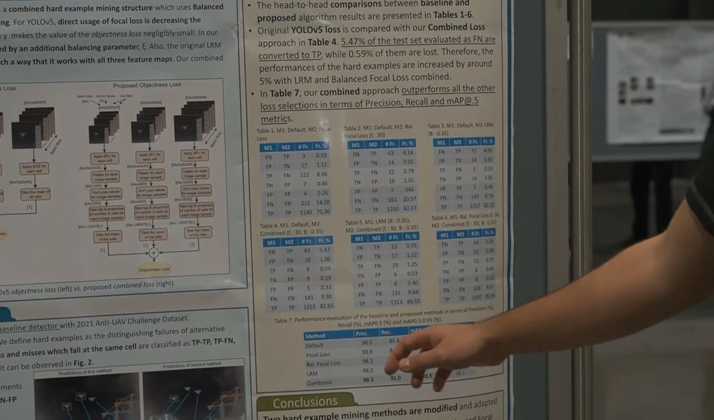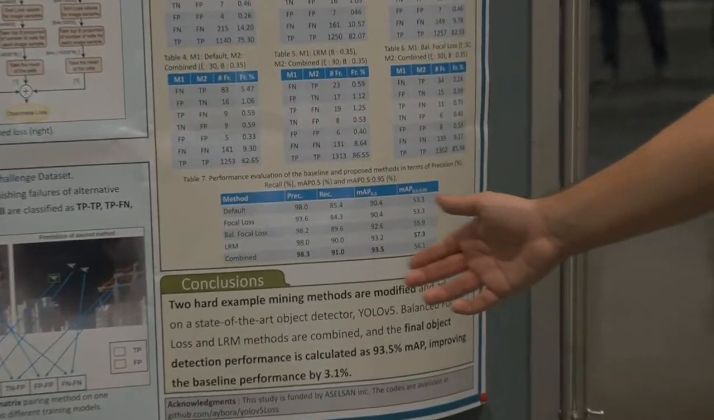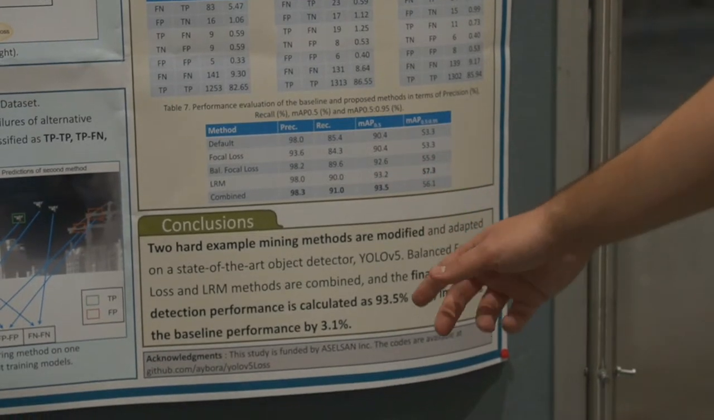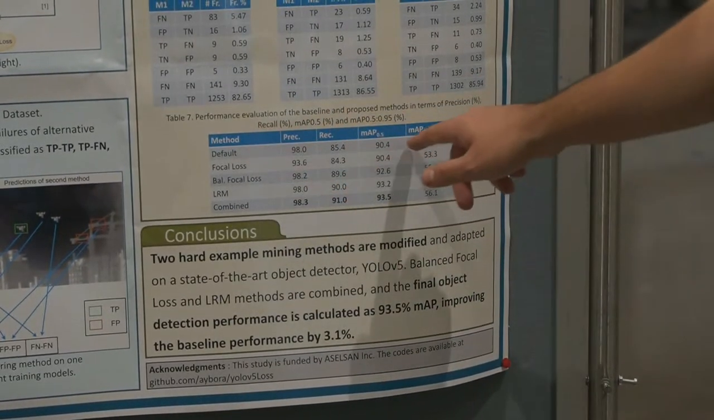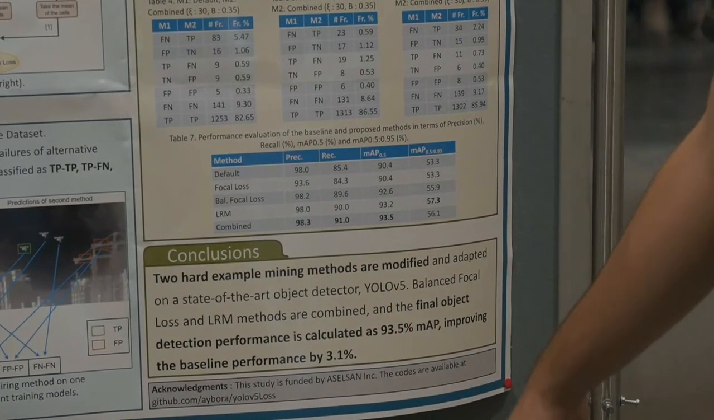And lastly, we have verified our results with the original object detection metrics, and we see that our combined approach outperforms the default YOLO loss function by around 3%. So that's all.